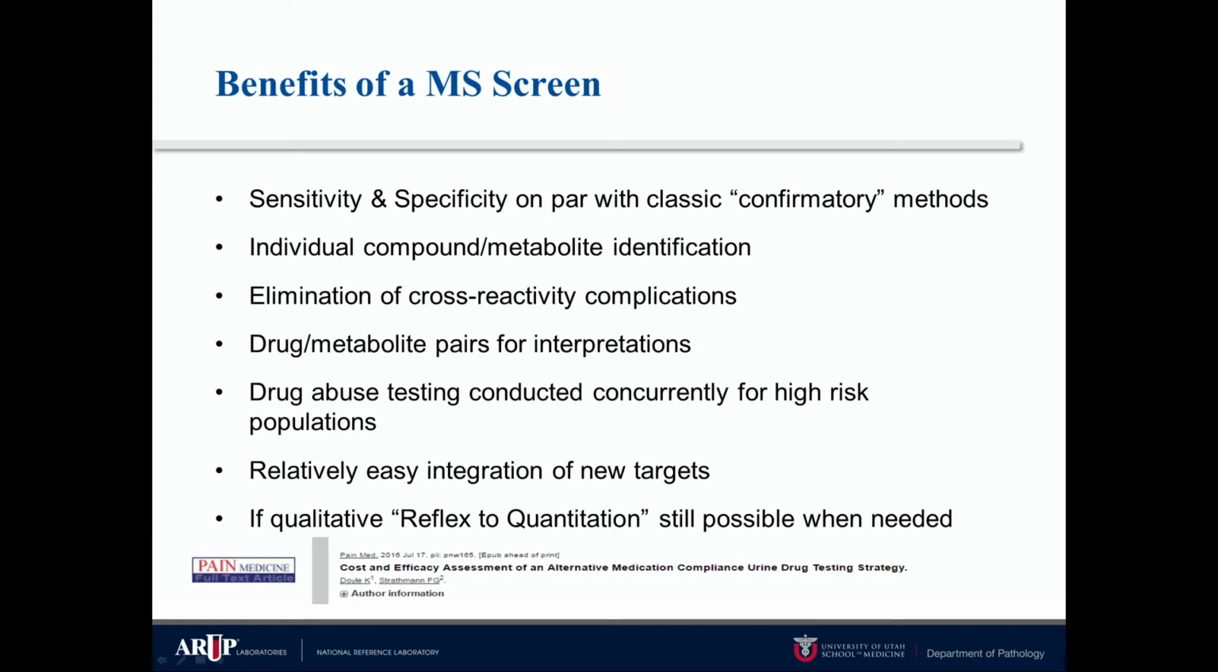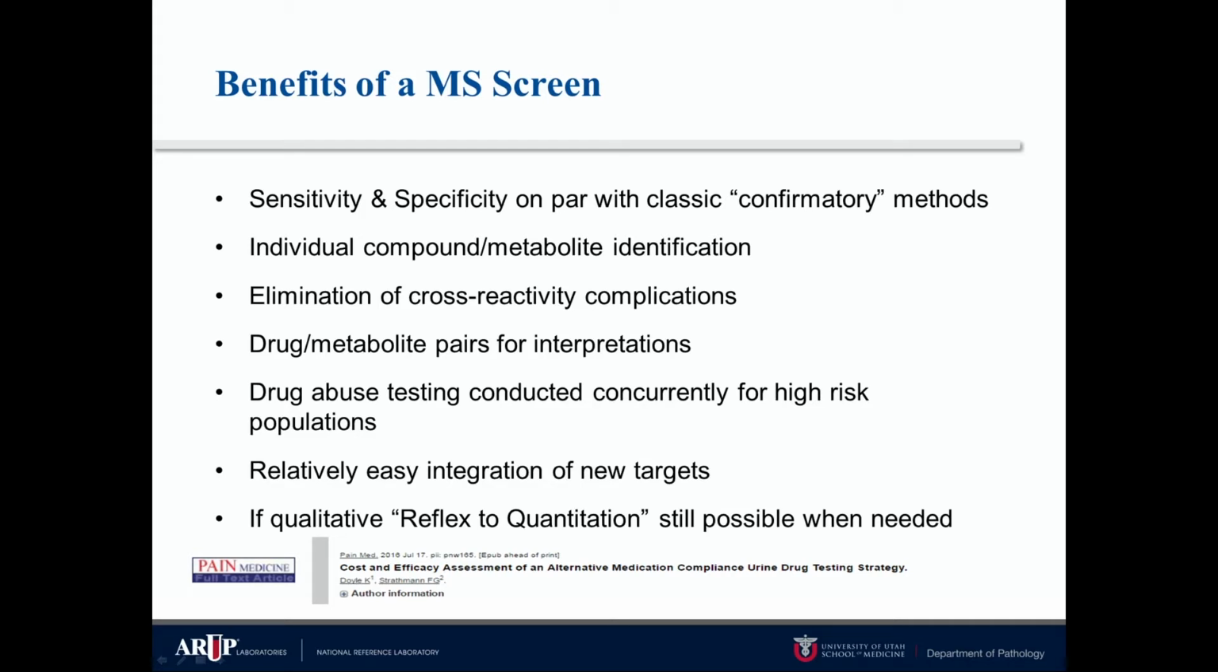We can eliminate cross-reactivity complications that we have for immunoassays, so we don't have to catch people who are trying to quit smoking and thinking they might be abusing amphetamine. So drug metabolite pairs for interpretations can be there as well. Drug abuse testing can be done concurrently, so it's not as if we can only do oxycodone and its metabolites. We can do a lot of different things by mass spec, depending upon what we want to try to package together. And you can argue that if you've got the technology and the expertise to be running mass spectrometry, then integration of new targets is really not that difficult.